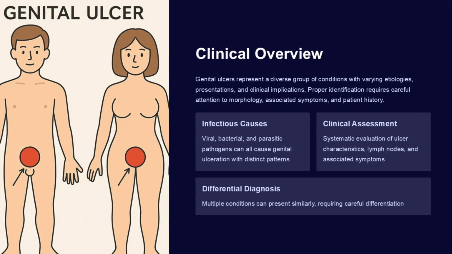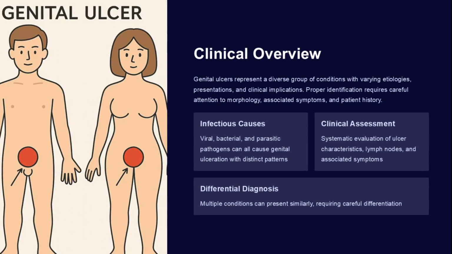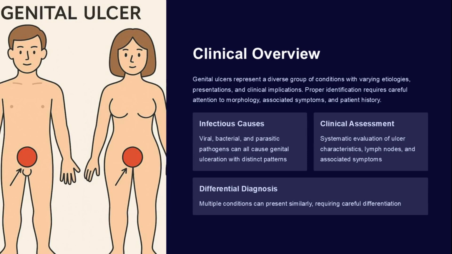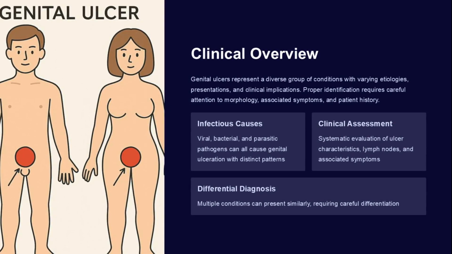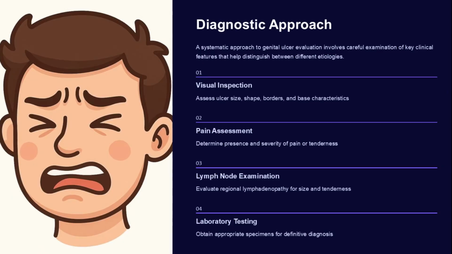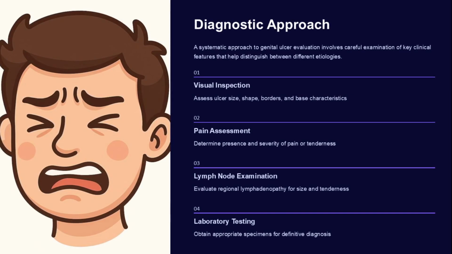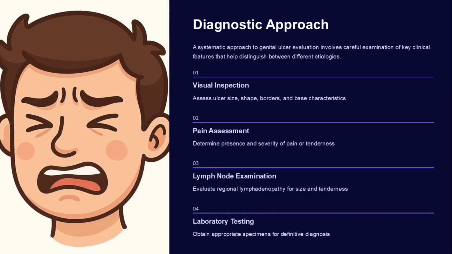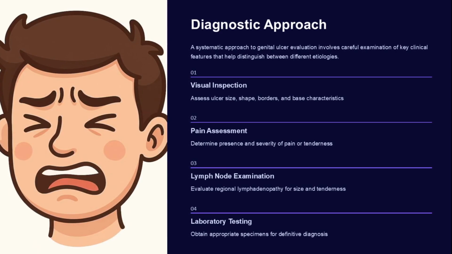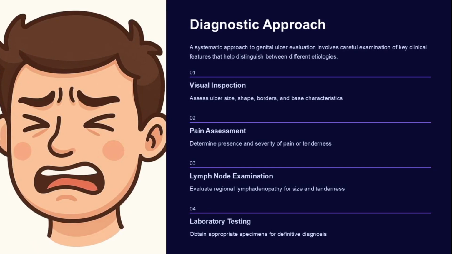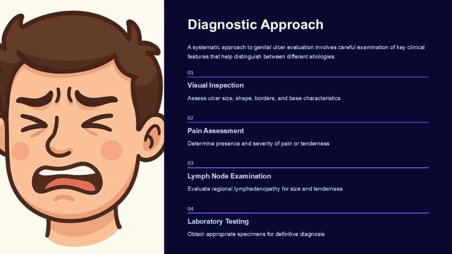Proper identification requires careful attention to morphology, associated symptoms, and patient history. This involves understanding infectious causes, conducting clinical assessments, and making differential diagnoses. A systematic approach to genital ulcer evaluation involves careful examination of key clinical features that help distinguish between different etiologies. This includes visual inspection, pain assessment, lymph node examination, and laboratory testing to obtain appropriate specimens for definitive diagnosis.